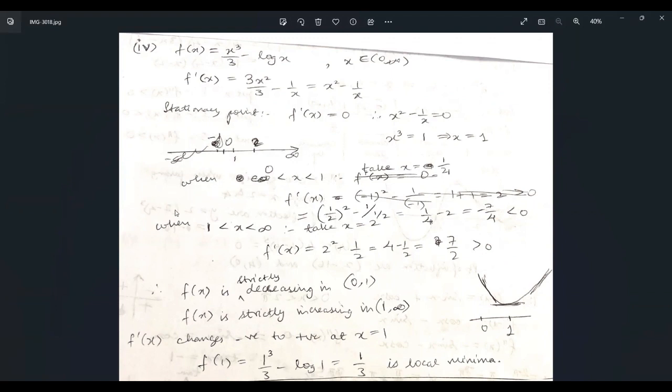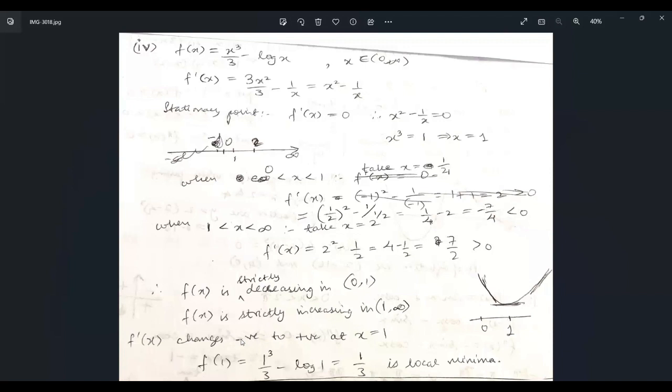And so f dash of x in this interval is negative, so the function is decreasing. When x is greater than 1, less than infinity, a point I'm taking is 2. So when I take 2, I have f dash of x equal to 2 square minus 1 by 2, which gives 4 minus 1 by 2, which is 7 by 2. And that is greater than 0. So we arrive at the conclusion that f of x is strictly decreasing in (0, 1), and it is strictly increasing in (1, infinity).